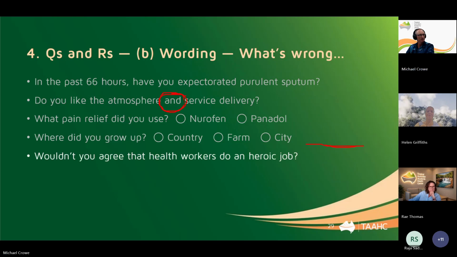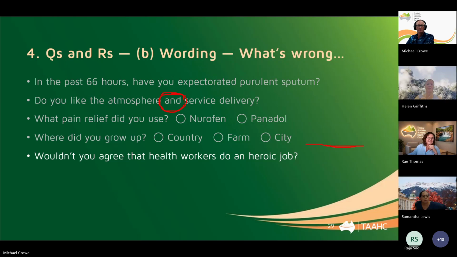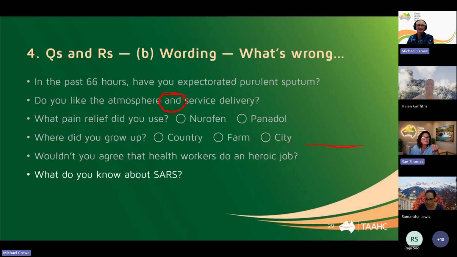I like this one. Okay, so this is a leading question, Your Honor. Objection. You'd want to be pretty heroic to say no to that one, especially if it's a health worker handing you the questionnaire. And you hadn't finished your treatment. Yeah. And I haven't given you your clothes back yet. Ooh, nasty.